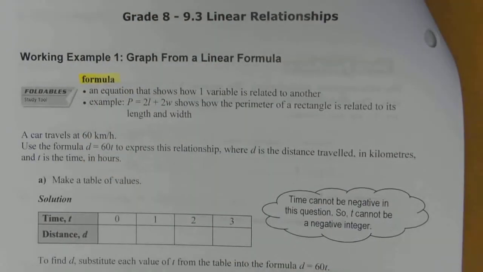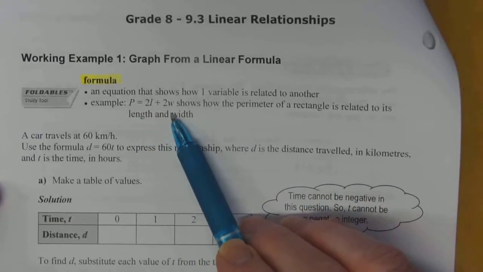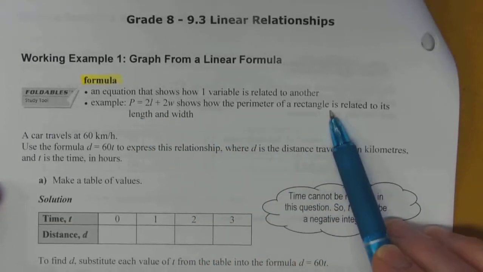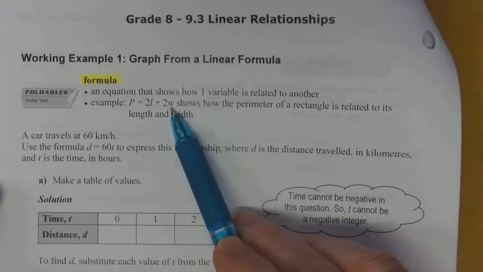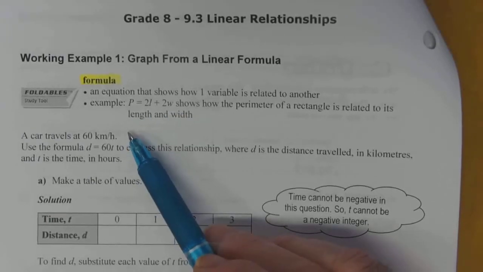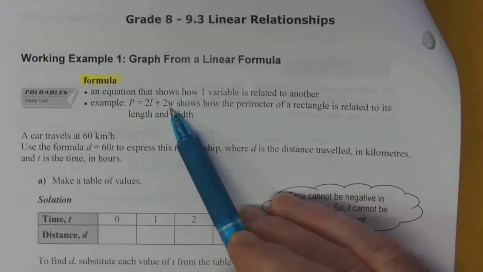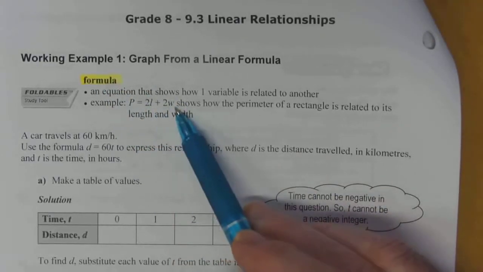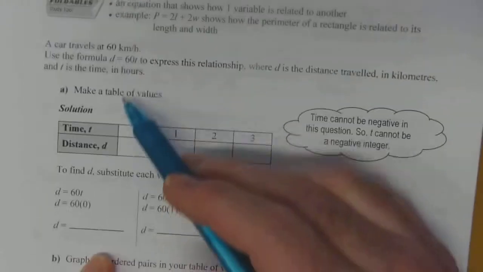A formula is an equation that shows how one variable is related to another. So for example, P is equal to 2 times L plus 2 times W shows you how the perimeter of a rectangle, that's what P is, is related to its length, or L, and its width, W. So we've got 3 different variables here. This looks like an equation, and it is, but it's also a formula because we have variables that have some specific meaning. So here's an example.